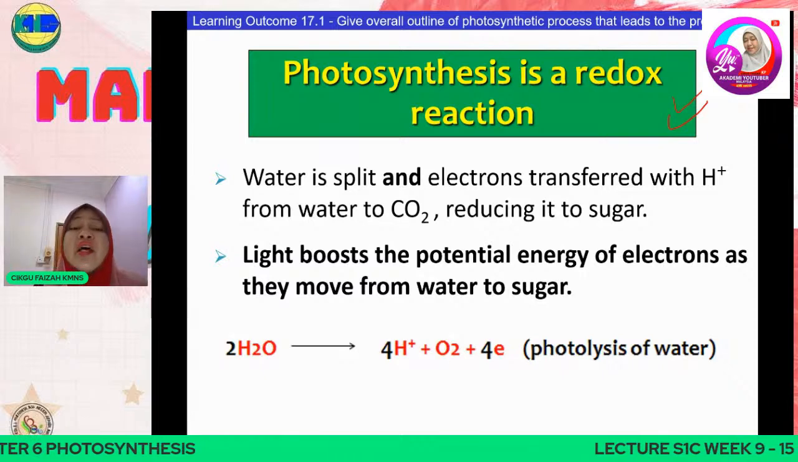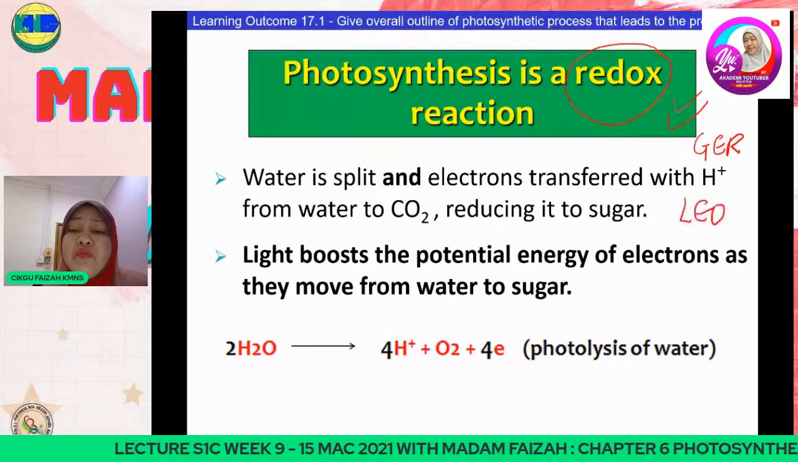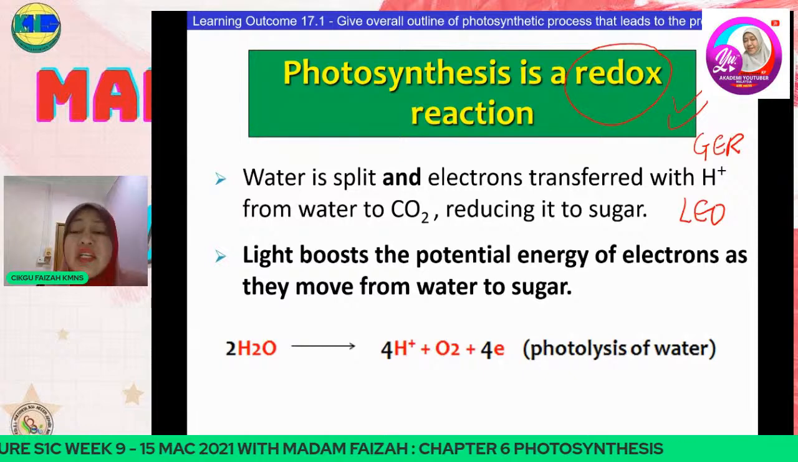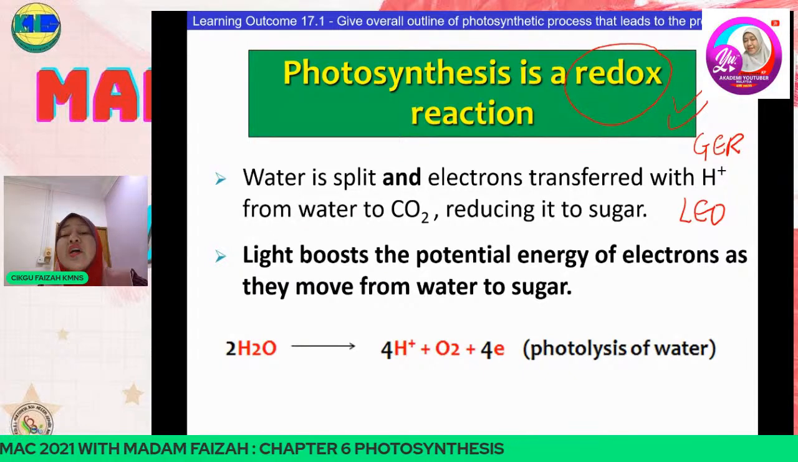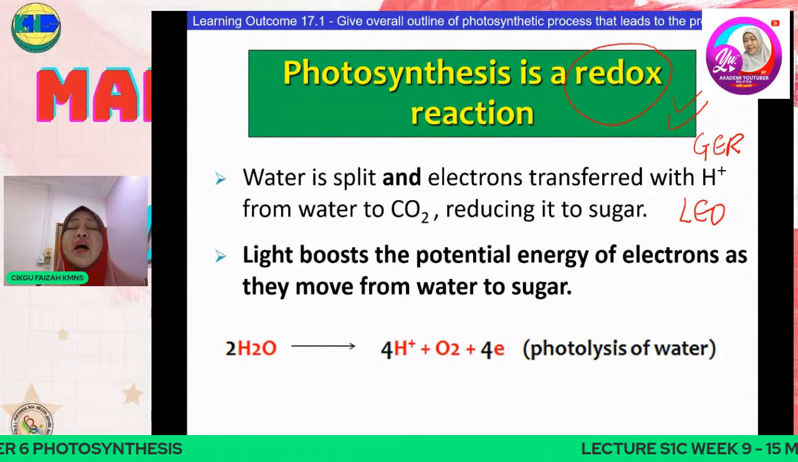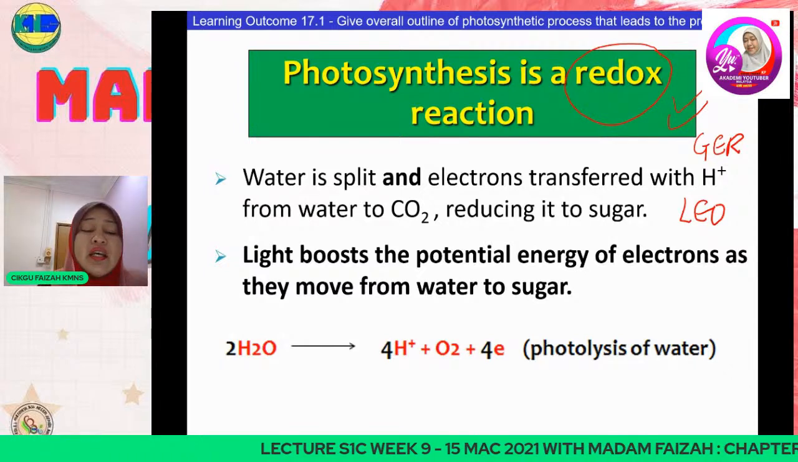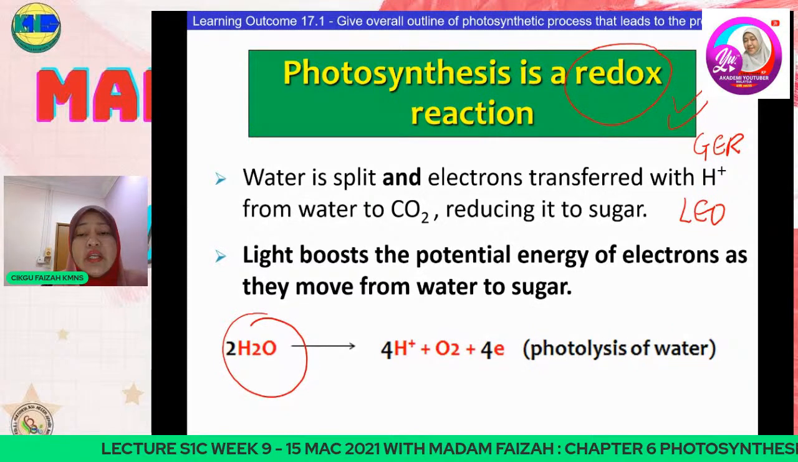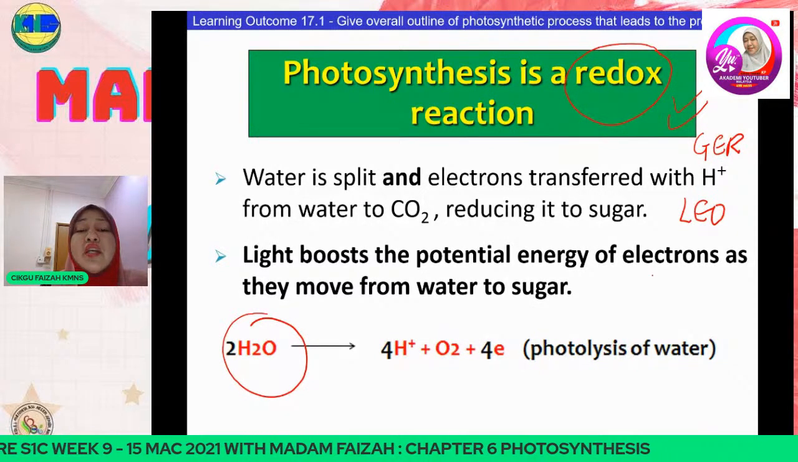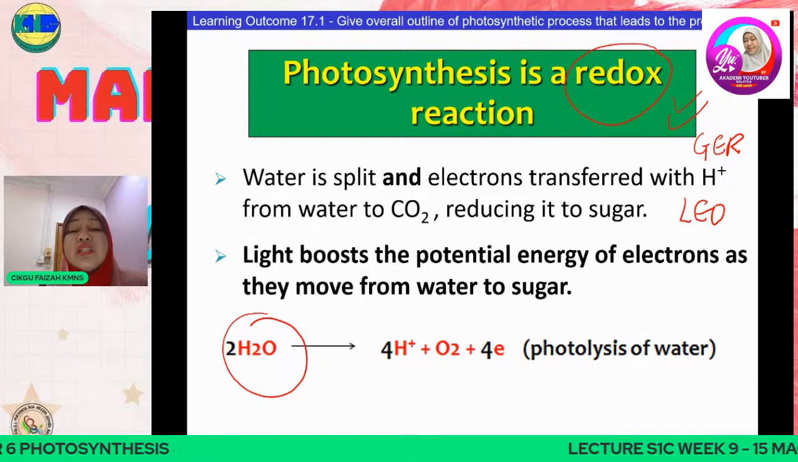What is the meaning of redox, class? In chemistry, you learn that redox means, OIL RIG: gaining electron is reduction, losing electron is oxidation. So that's a redox reaction. If you really understand the process of cellular respiration, photosynthesis is no problem, class, it becomes easier. So why do we need water? Because the light energy will boost the potential energy of electrons as they move from water to sugar. So this is why we need water.